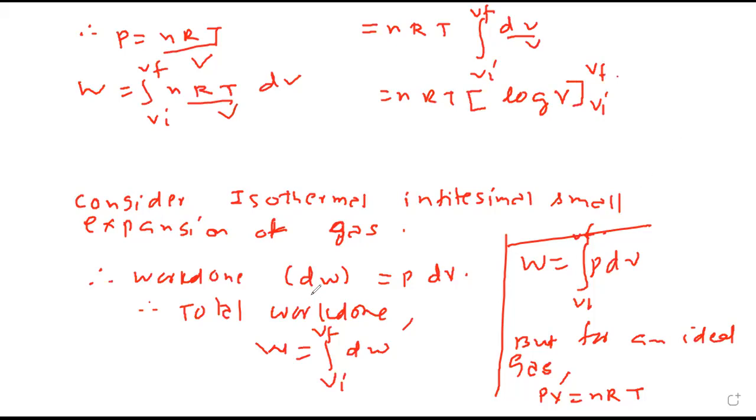Copy this much. Consider isothermal infinitesimal small. Isothermal means temperature constant. So it is such that for very small expansion, pressure is almost constant and volume is changing by dV.